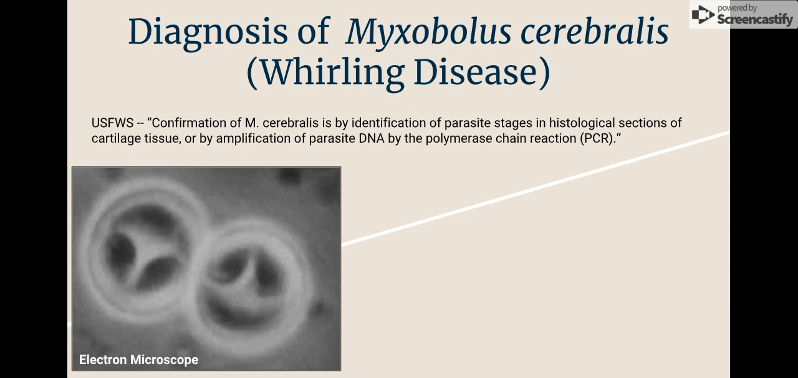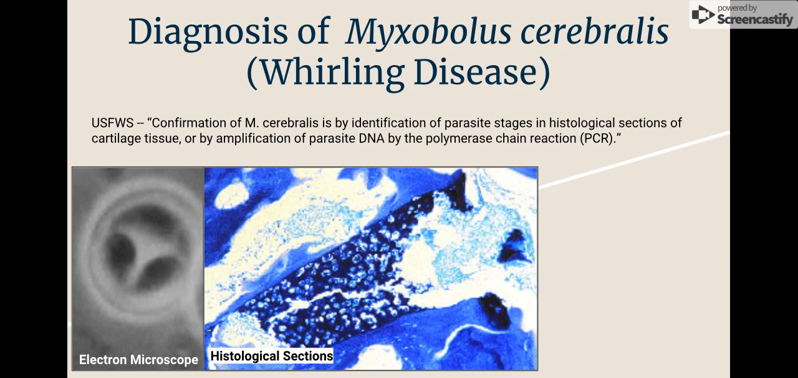So first, you look at your sampling under a microscope, and once you've identified something that looks like this, you can then go on to the more expensive options, such as the histological sections and the PCR. This is just one of the possible Myxobolus cerebralis species. This is what they look like. This is a very common one. So once you've gotten this far, you can then use histological sections, which is going to be fun and exciting.